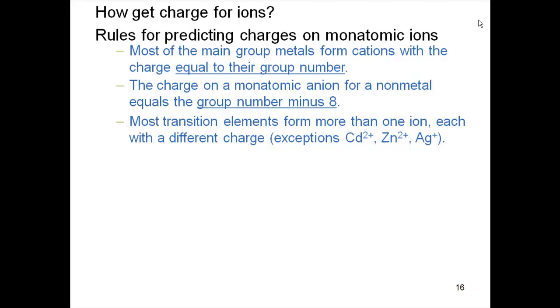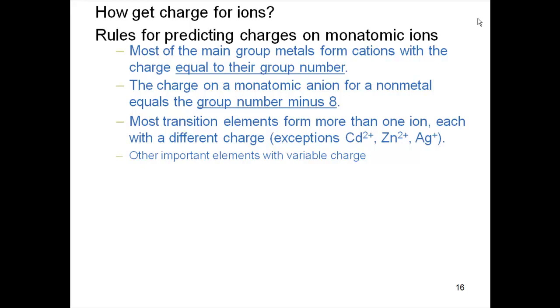So exceptions among the transition metals would be cadmium 2+, zinc 2+, and silver +. Now there is a rare version of silver 2+, which may come up if they give it to you, with a variable oxidation state as well, but it's a rare occasion. Now this is the rules. It's a little easier if I just do it based on the periodic table.